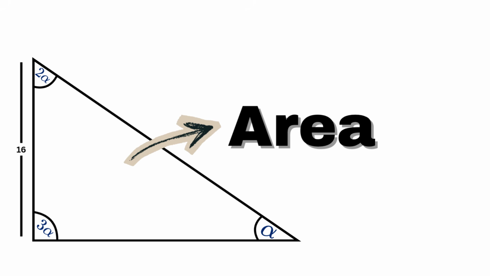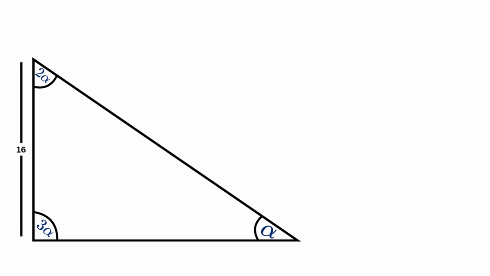Now, to find the area of this triangle, first of all, we need to find the three angles. After that, we will determine the lengths of the other sides. And finally, we'll calculate the area of this triangle.